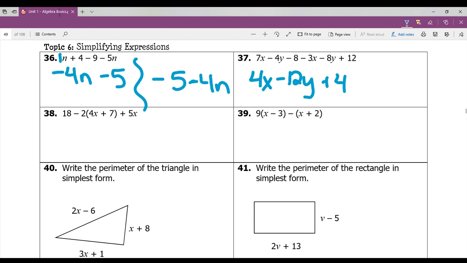I would distribute on number 38 first. So we got 18. Negative 2 times 4 is negative 8x. Negative 2 times 7 is 14. I generally start with my variables, so negative 8 plus 5 is negative 3 x's. 18 subtract 14 is plus 4.